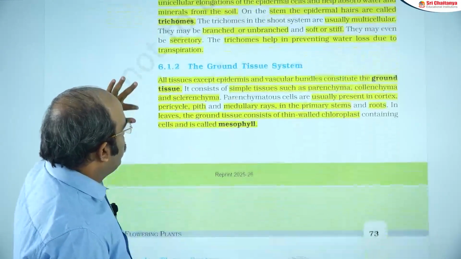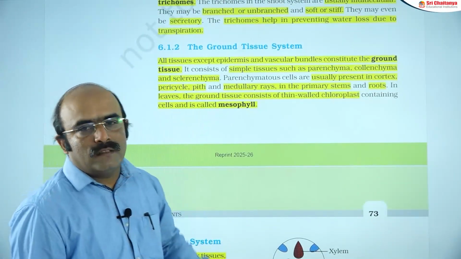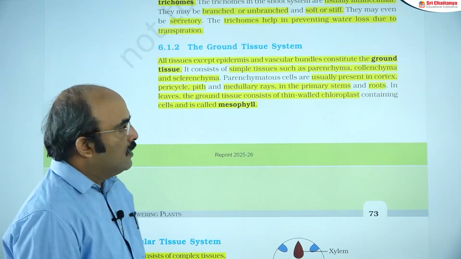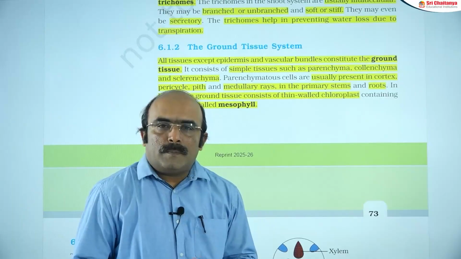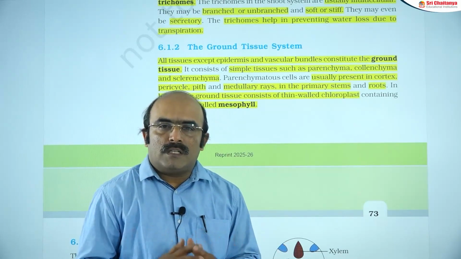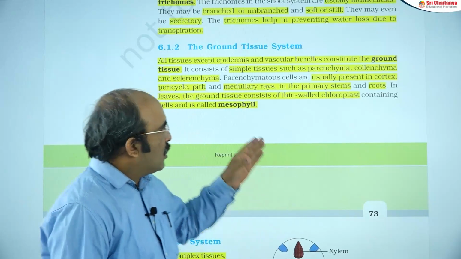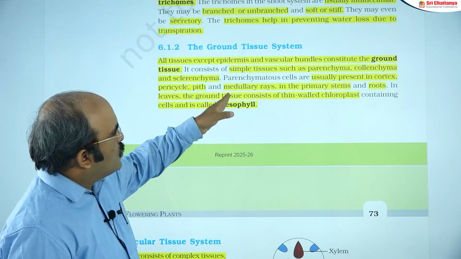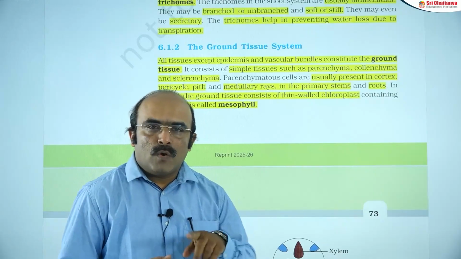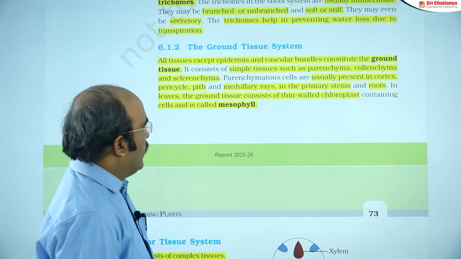Now going to the next typical tissue system, it is called the ground tissue system. So all the tissues that are not a part of the epidermal tissue system and vascular tissue system come under the ground tissue system. So the ground tissue system includes all three types of simple tissues: parenchyma, collenchyma and sclerenchyma.